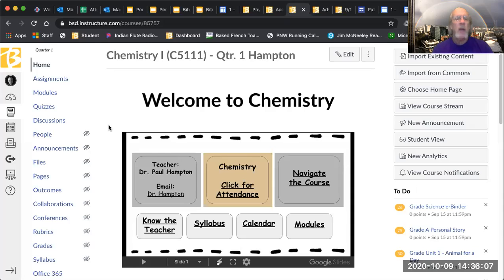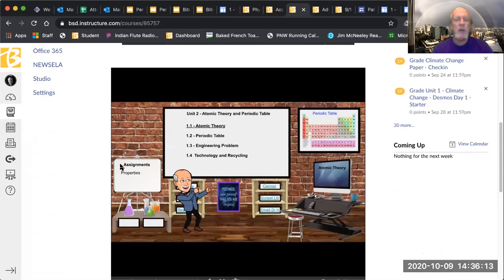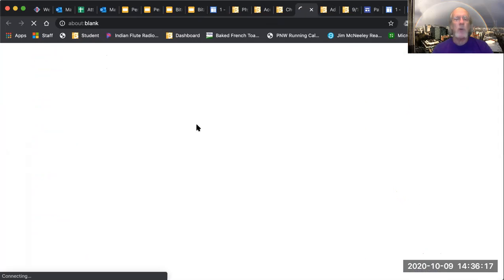I'm going to start off sharing my screen here. And we're in Canvas chemistry. Remember, on the Bitmoji pages, you want to be in atomic theory. I have not opened up these other ones for us yet.